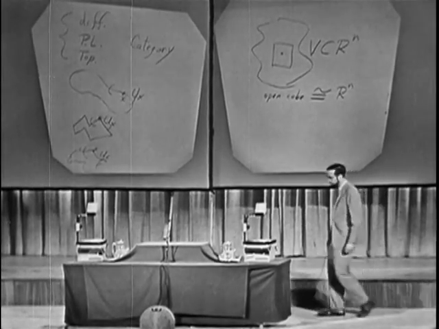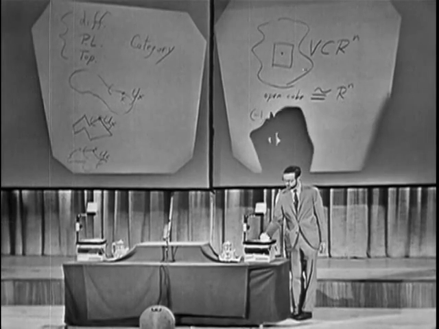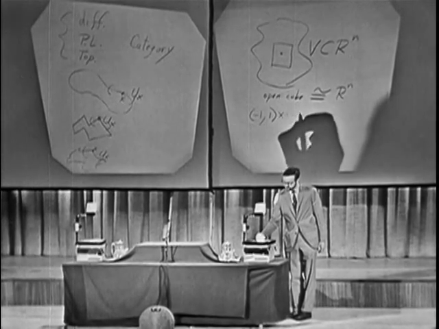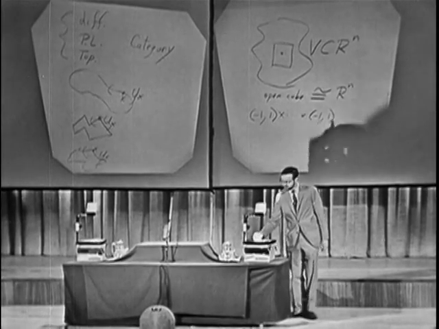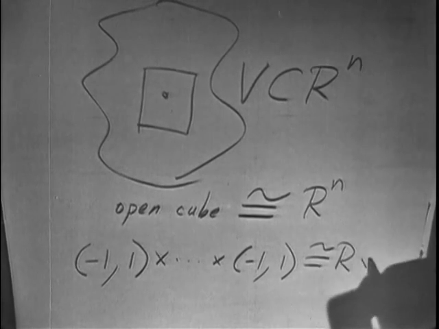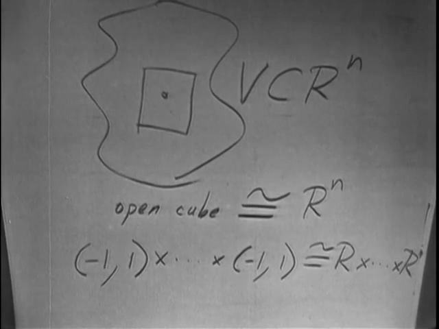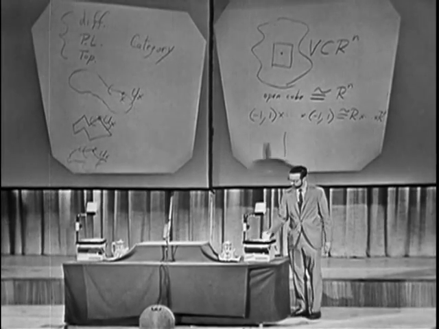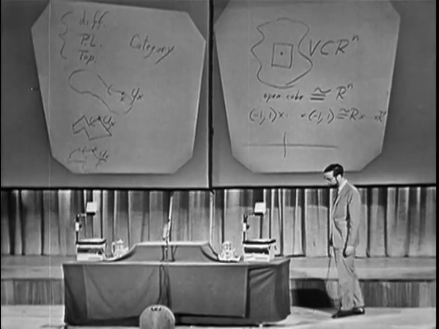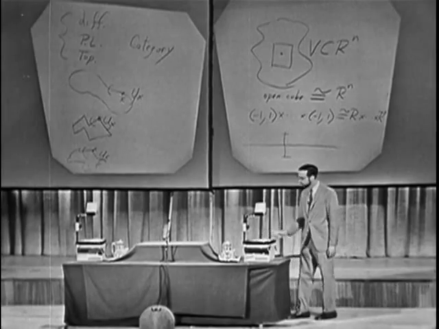How do you see that? Well, let me write the open cube as the product of the interval from -1 to 1 with itself n times, to show that this product is isomorphic to the product of R with itself n times. It's clearly sufficient to consider the special case n equals 1. I have to show that an open interval from -1 to 1 is isomorphic with the whole real line. And to do that, we simply have to construct a function defined on the whole real line, and mapping it isomorphically onto the interval from -1 to 1.